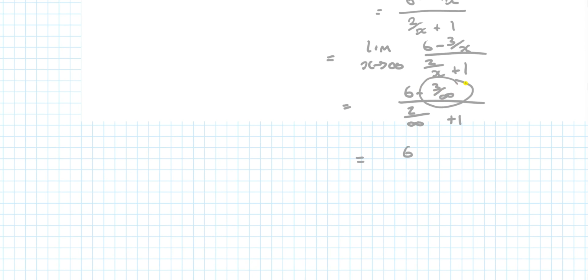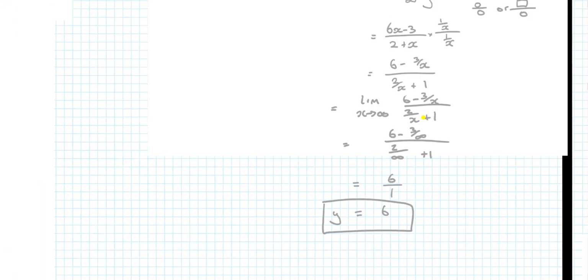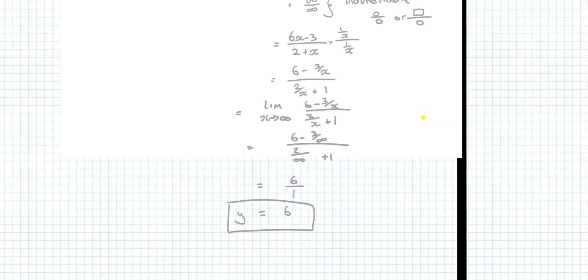So this is actually going to go to 0, and same as this is going to go to 0. So 6 minus 0 is 6, 0 plus 1 is 1, and you'd just be left with 6. So now this is your horizontal asymptote. y is equal to 6.